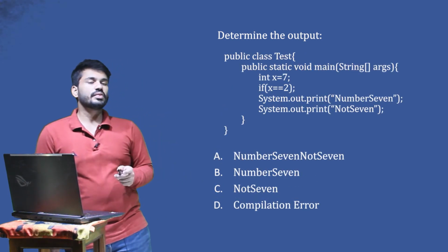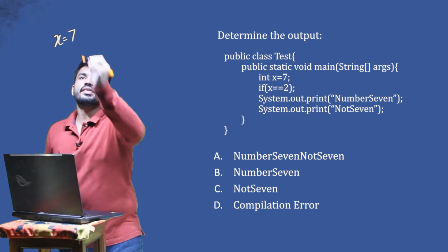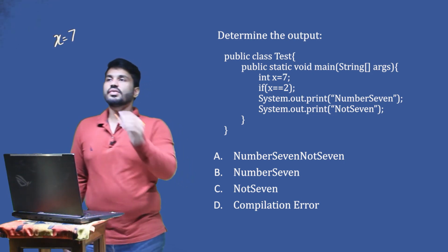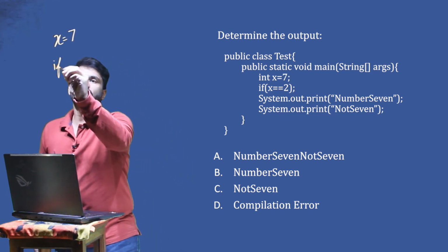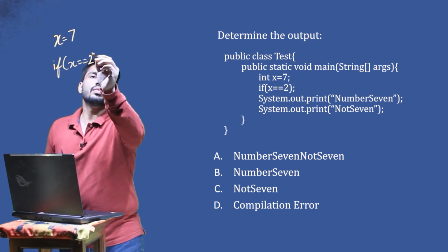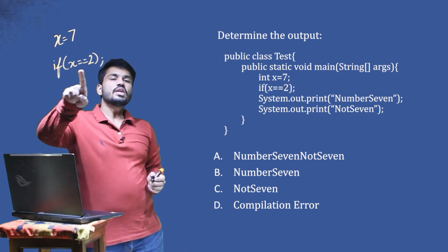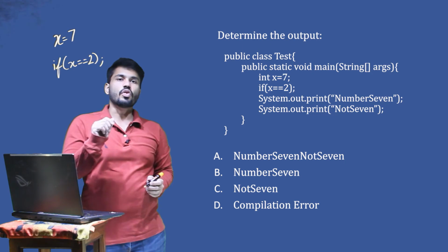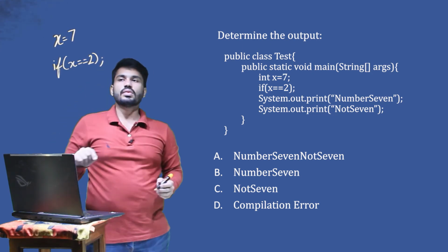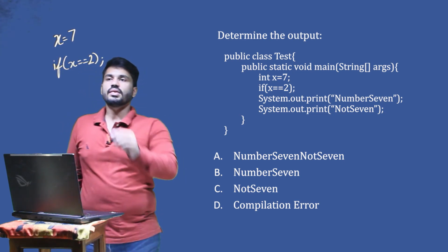Moving on to the next question, we have an integer x initialized to value 7. In this we have an if condition, if x equal to 2, and then we have a semicolon. So 7 equal to 2, the statement becomes false. But we have this semicolon at the end. What does this semicolon do? This tells us that there is no if block.